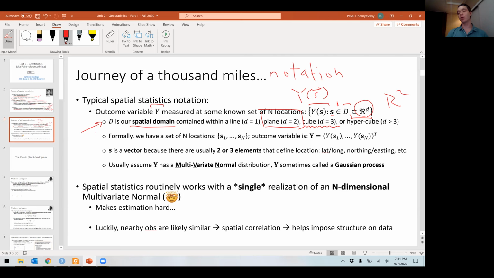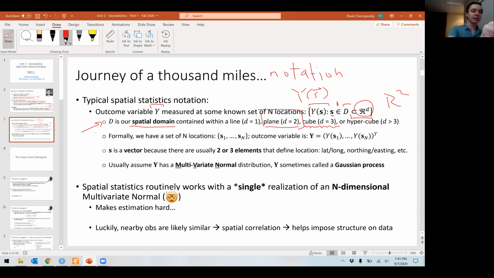So it's important notation, but it's mostly just telling the reader how our outcome variable is indexed and that our coordinates have 1, 2, 3, or more than 3 dimensions. Okay, moving on.